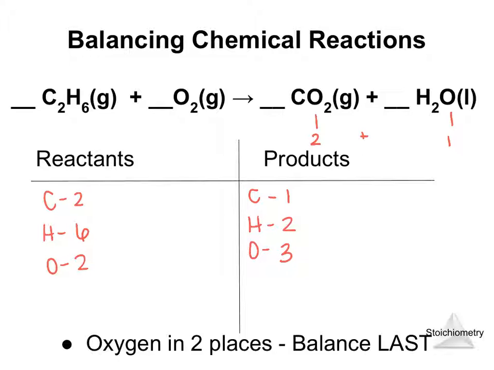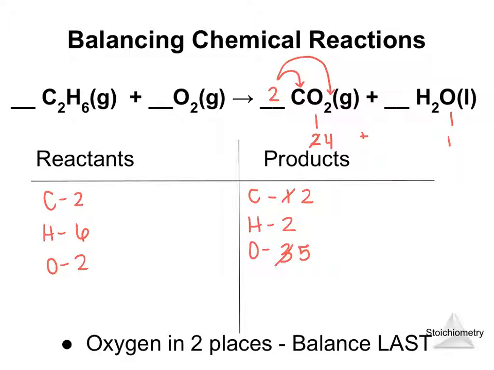When I have oxygen in multiple places, I'm going to cross my fingers that it works out at the end, but sometimes it doesn't, but we'll deal with it at the end, okay? So let's do carbon first. I've got 2 carbon in my reactants and only 1 in my products. So I'm going to multiply my carbon by 2, which changes my carbon to 2 like I wanted, but it also changes my oxygen. So now I have 4 oxygen, plus I still have 1 here. So that's a total of 5 oxygen now.